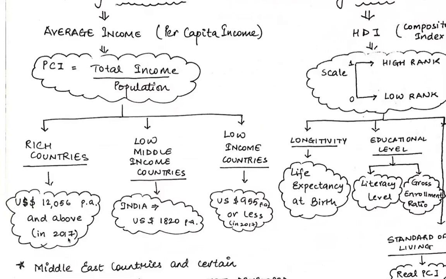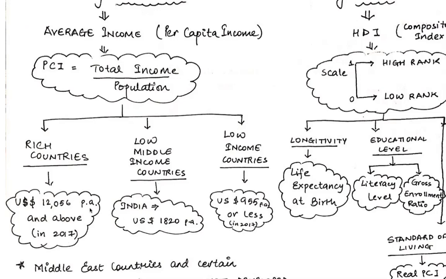And this is according to 2017 data. NCERT books have various data given because the prices keep on changing, so this data is according to 2017. The second one is the low income countries over here. The low income countries have a per capita income of US dollar 955 per annum or lesser. So if a country's per capita income comes out to be this much or lesser, you will be categorizing it as a low income country.